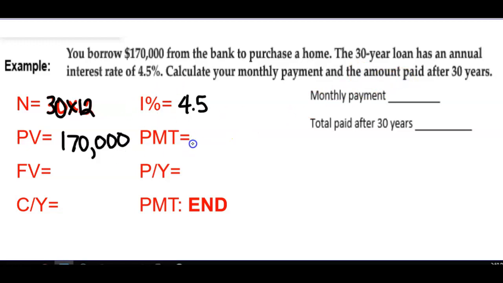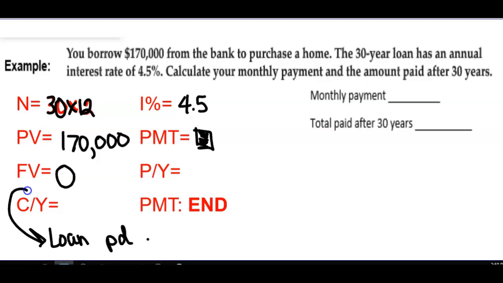Calculate your monthly payment. Okay, the payment is what we're trying to find. So this is where we're going to put our cursor. After we fill the rest in, the future value of a loan, okay? This is because it's a loan that we want to pay off after 30 years. The payments per year, we're making monthly payments, compounding's the same, okay?